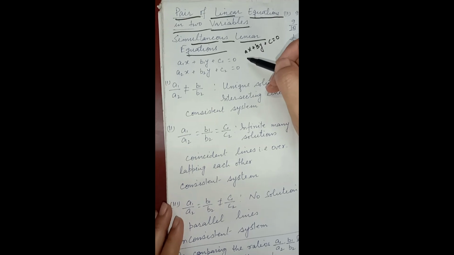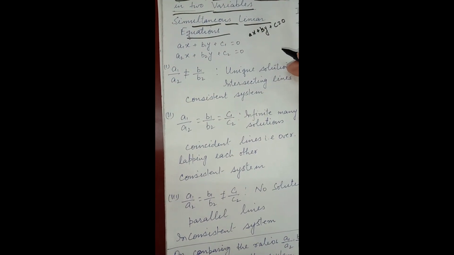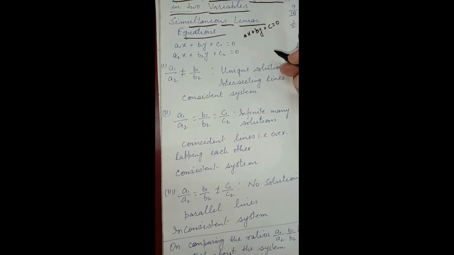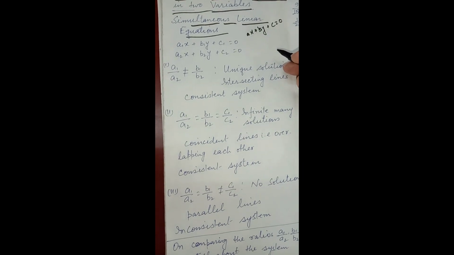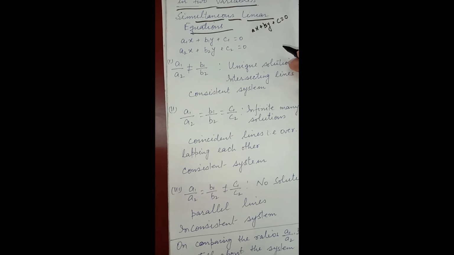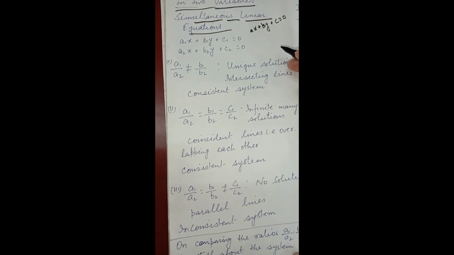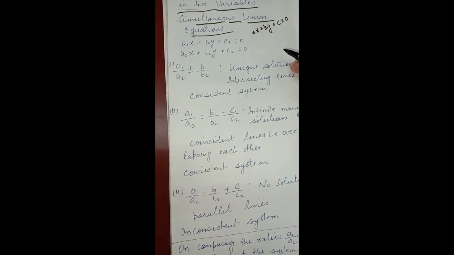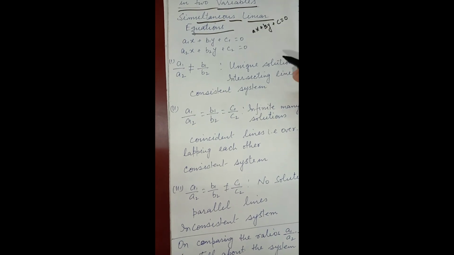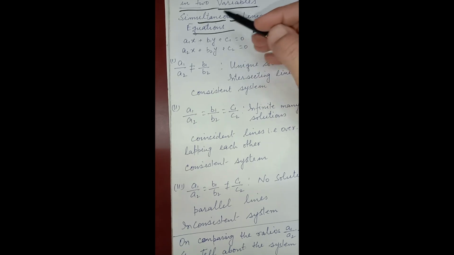Simultaneous linear equations. Now, as in class 9th you have drawn the graph for a linear equation, now we will draw the graph for the system of equations. So whether they will have a unique solution, or infinite solutions, or no solution, meaning on solving we don't get any solution, this we can find out by finding the ratios a1 by a2, b1 by b2 and c1 by c2.